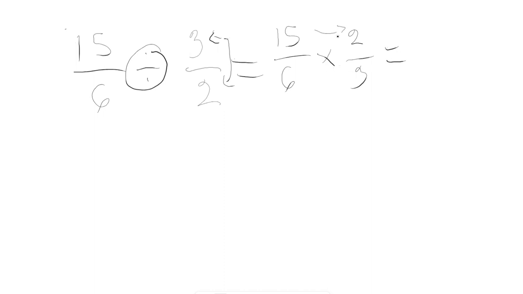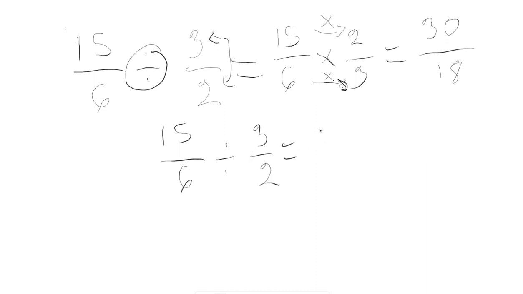So you're going to multiply straight across. 15 times 2 is 30. 6 times 3 is 18. And I'm going to do this so that you understand that 15 over 6 divided by 3 over 2 is equal to 30 over 18. But we are going to reduce this to its lowest form.